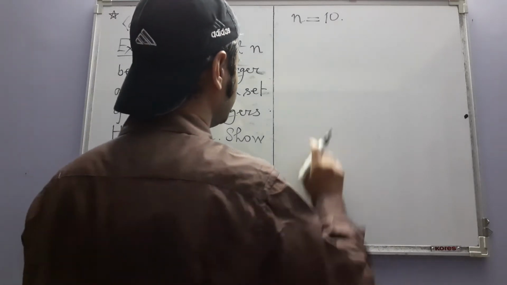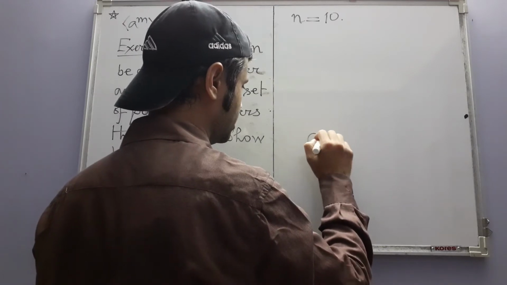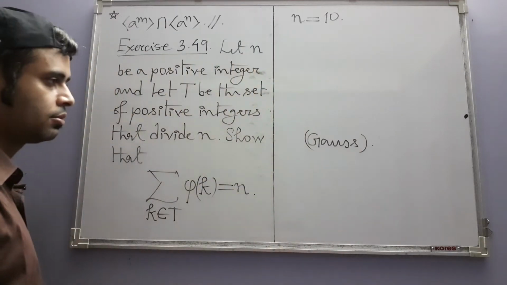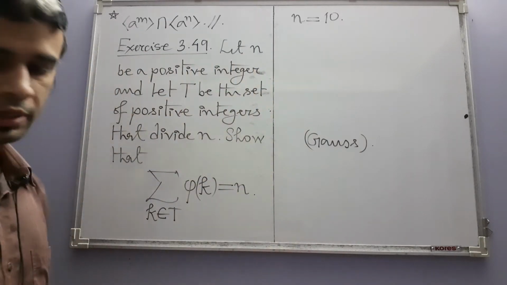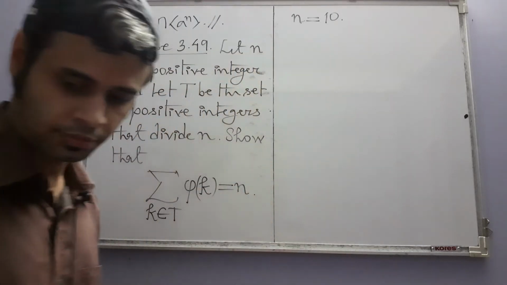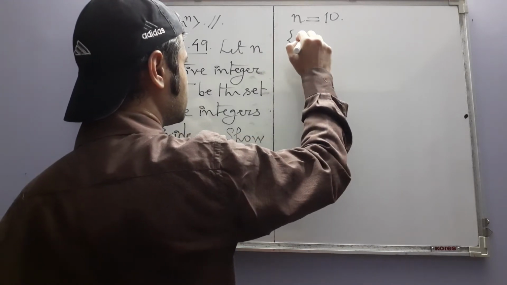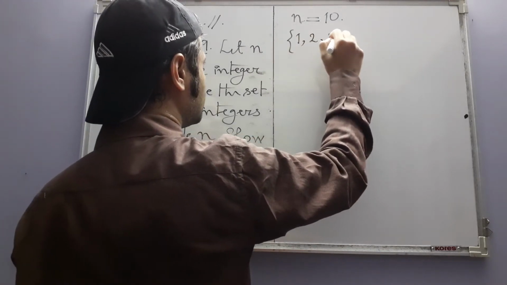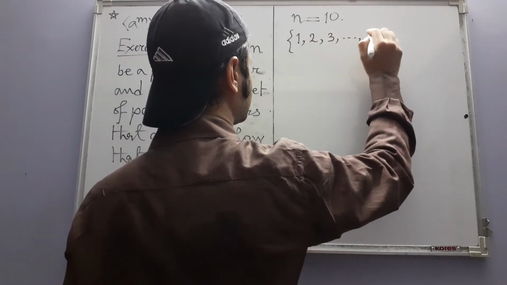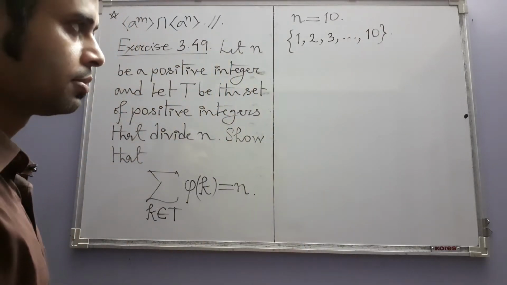Now what we are going to do, or what the author has done, or rather what Gauss did, because this is a result due to Carl Friedrich Gauss, is that we are going to divide all these integers in this set into classes. How?